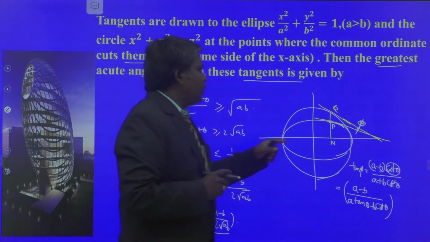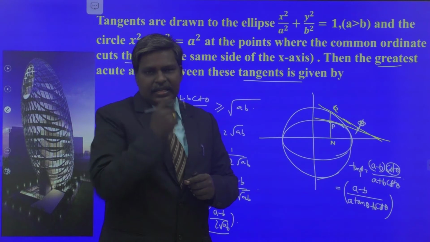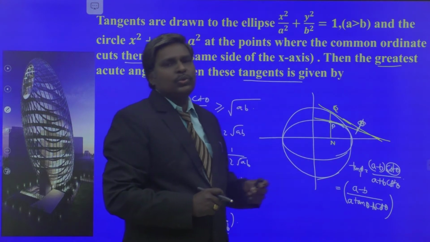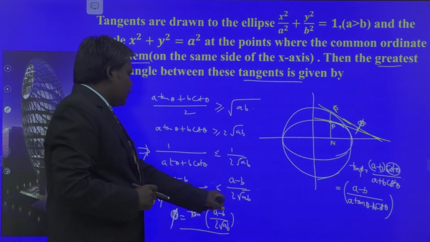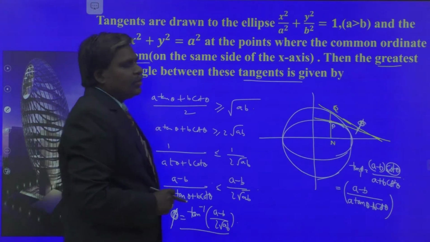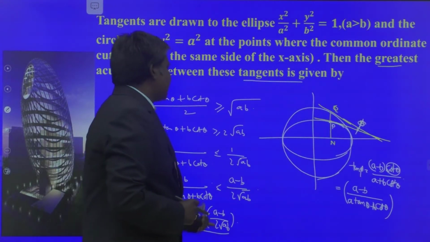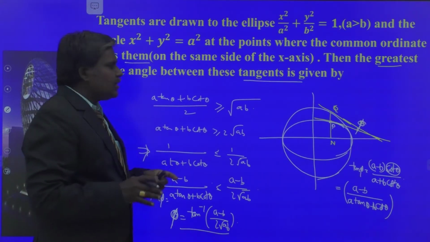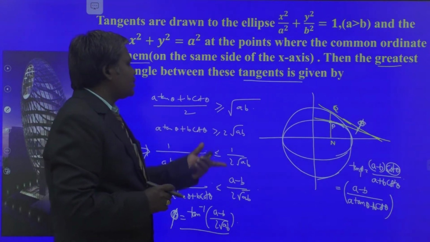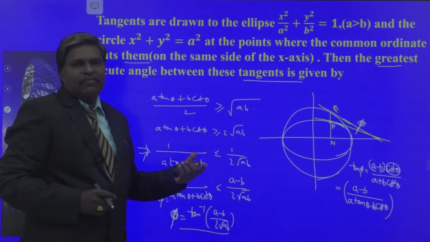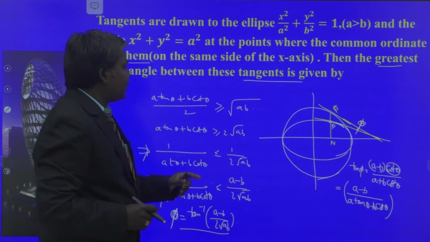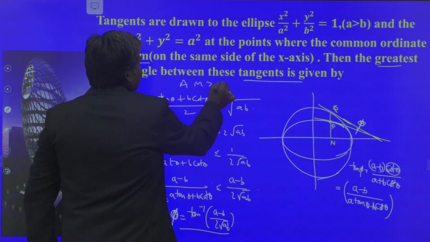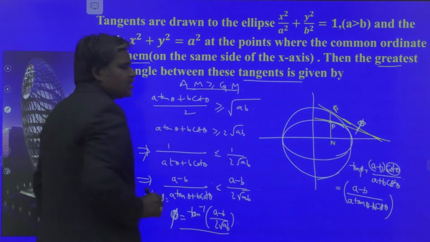In the first problem, we discussed the angle between two lines that intersect on the x-axis. In the second problem, we obtain the maximum angle between these two tangents. What is that? Phi is equal to tan inverse of a minus b by 2 root ab. This is the maximum angle between the tangents. Instead, you just find the tangents at those points and find the angle between the two lines by using tan theta equals mod of m1 minus m2 by 1 plus m1 m2. After getting the expression, you have to use one simple technique, that is arithmetic mean is greater than or equal to geometric mean. Understand?